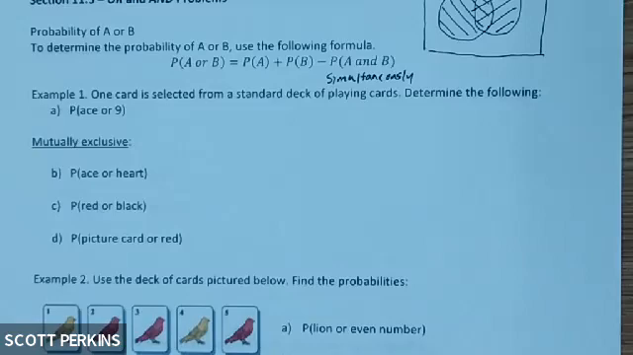So example 1 is my example. It says 1 card is going to be selected from a standard deck of playing cards. We're going to determine the following. I'm going to do the A part, and then you're going to do the other part. So the A part here says, what's the probability of an ace or a 9?